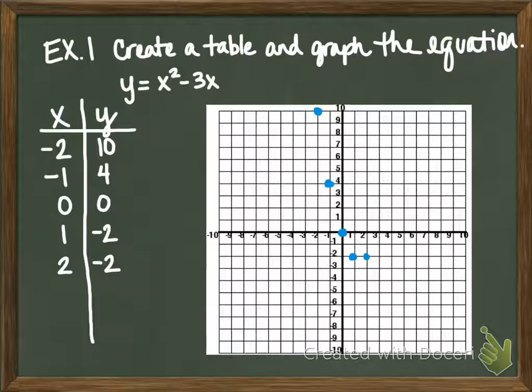So as is, these points don't tell me a whole lot about the graph. I don't know what's happening on the right-hand side of 2. Does it go straight? Does it go down? Does it come back up? So I'm going to pick a few more points to plug in. If I plug in positive 3, 3 squared minus 3 times 3 is 0. And then let's do one more. 4 squared minus 3 times 4 is 4. So if I add these points to the graph, now I can see that this is the shape of a parabola.